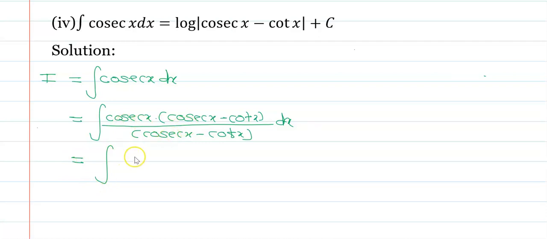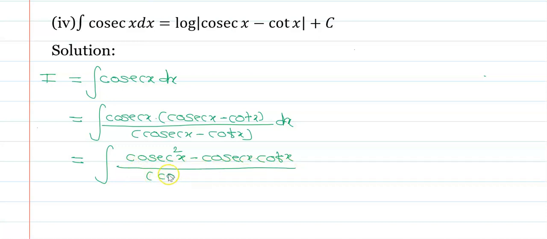Then simplify this. Cosec x into cosec x, you will get here cosec square x minus cosec x into cot x, and this divided by cosec x minus cot x into dx. Again here the substitution. What is that? Put.